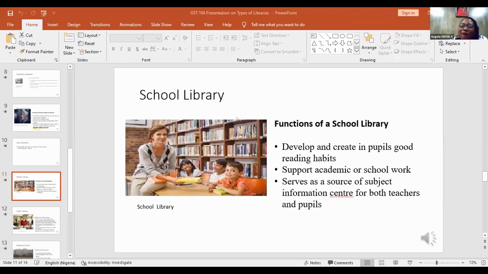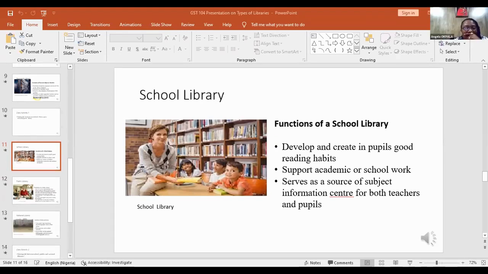One very important role the school libraries play is that they foster reading habits in children. They help them to develop good reading habits. So they have programs for them, such as establishing reading clubs and so on and so forth. So that is a school library. Now we have tried to distinguish it from the academic library by saying that their roles are different, and that the school libraries are located in primary and secondary schools, while the academic libraries are located in tertiary institutions.